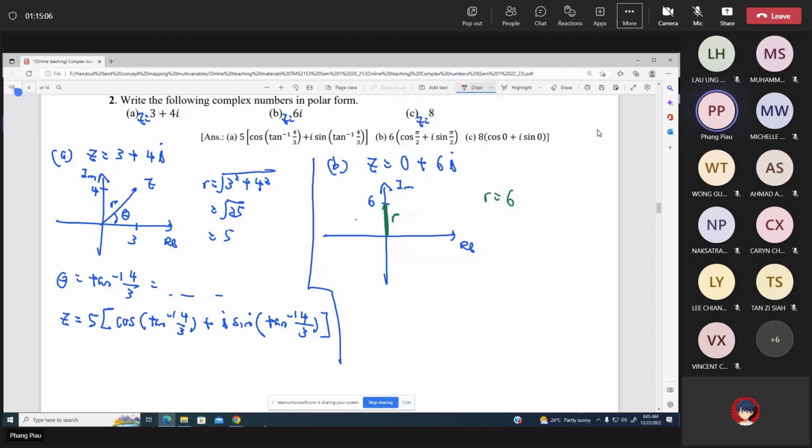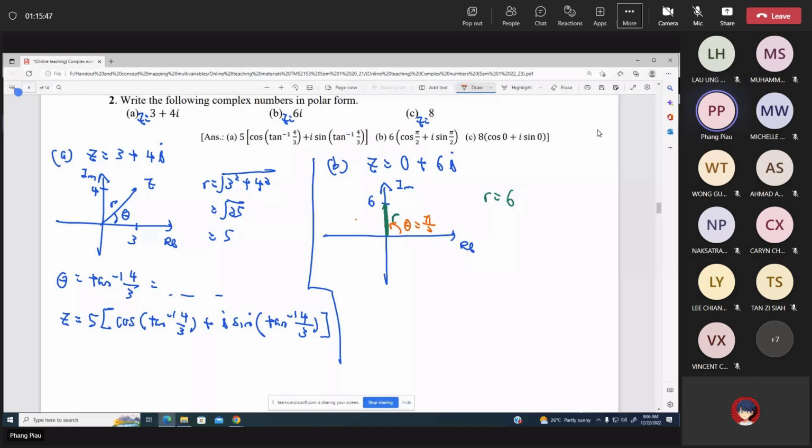And your theta is also very straightforward. This is your theta, and you know your theta is pi/2 without doing any calculation. Of course, you can go for this as well, or you can go for square root of 0 squared plus 6 squared and so on. But it will give you 6 as well. If you go for your tangent, your tangent will give you infinity, I guess, or you can't evaluate really. But you know that on the diagram itself, it is pi/2.